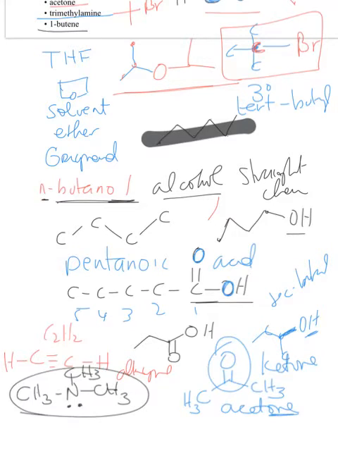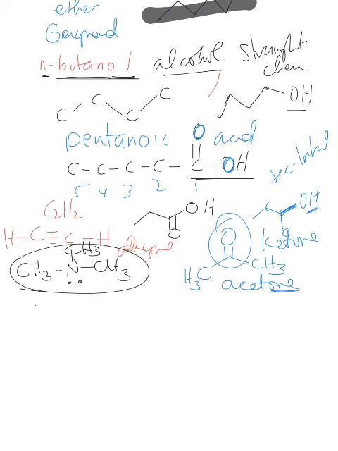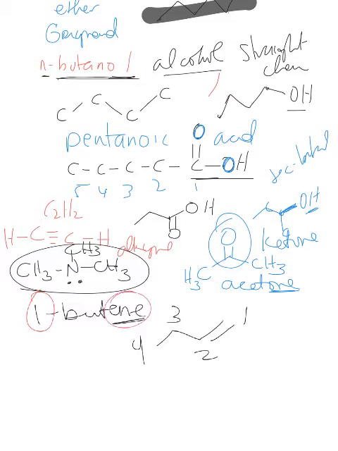Then 1-butene. 1-butene is 1, 2, 3, 4 carbons, and then a double bond. So I'll write that down here again. 1-butene. The ENE, 1, 2, 3, 4. And I always go back and count my carbons. That's 4 carbons. And the 1 signifies that the carbon-carbon double bond is on carbon number 1, and this is 1-butene.